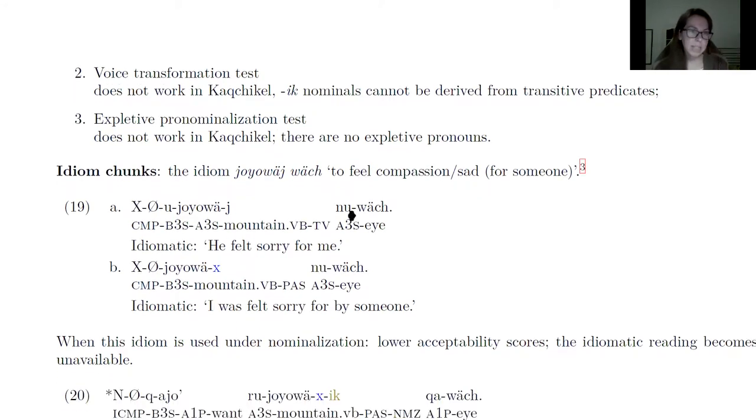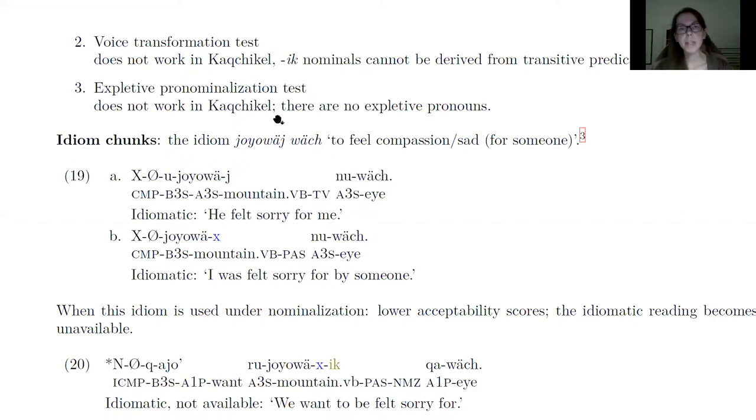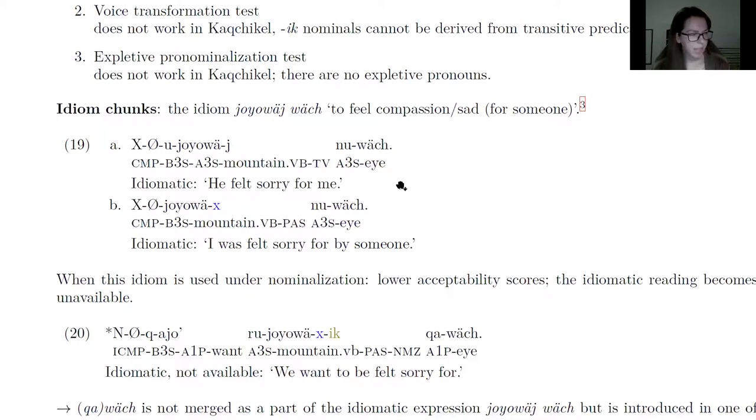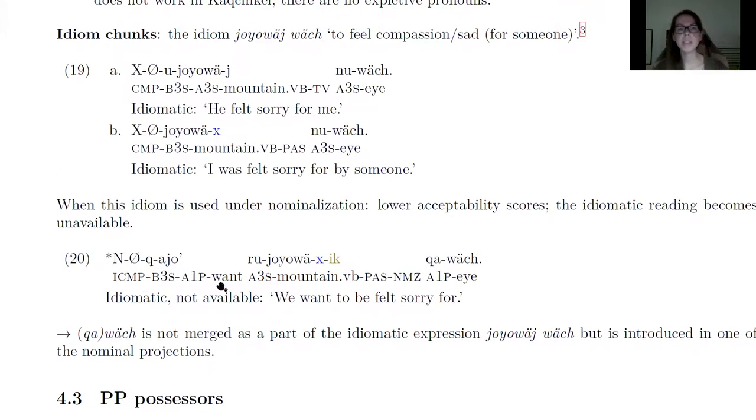But we can apply the idiom chunks test, and there is this expression which means to feel compassion or sadness for someone. This verb can only be used in this idiomatic expression, but it can be used there as a normal transitive predicate. So it can be passivized, for instance. And that's what's most important for us here. So we can have it transitive, we can have it passivized nice and well, but we cannot nominalize it. As soon as we nominalize it, we lose this idiomatic reading. And because this is the only reading that we can have here, the whole sentence is now ungrammatical. So we suppose that this suggests that indeed, this phrase that we have here under nominalization is not base generated as an argument of the verbal part of this nominal.